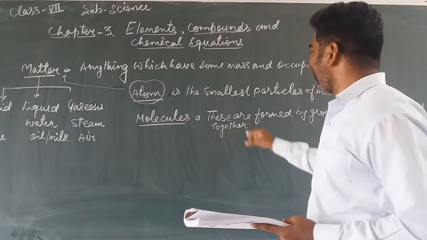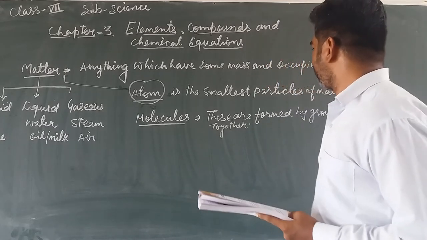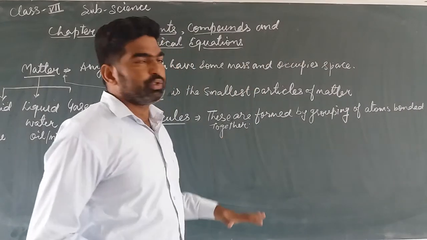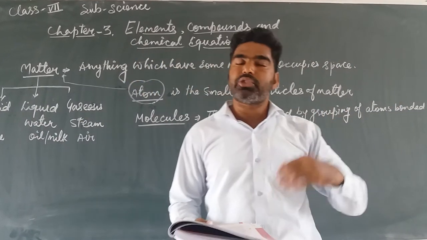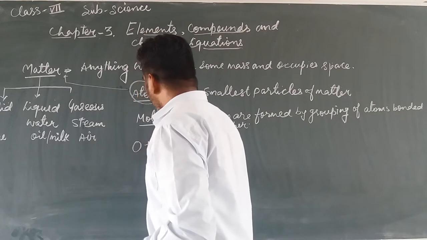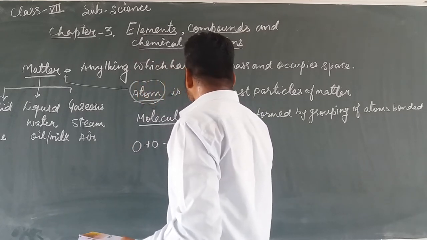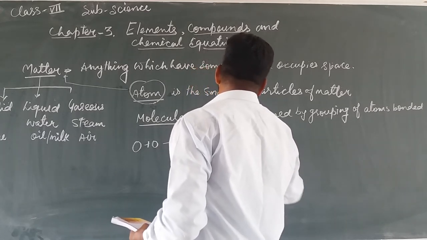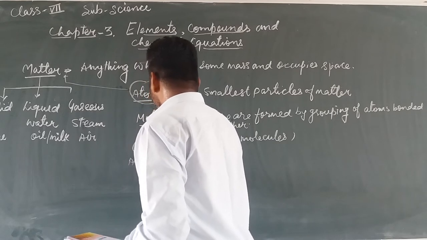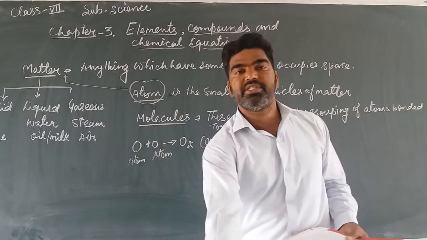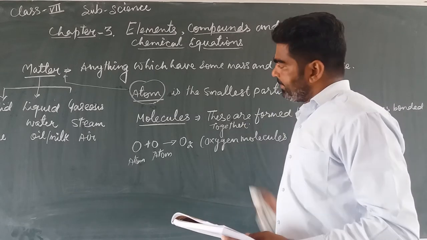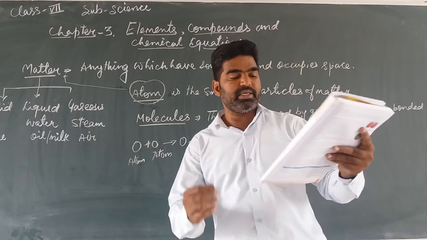So these molecules are formed by the grouping of atoms bonded together. When two or more atoms combine together, they form molecules. For example, molecules of oxygen: when two atoms of oxygen, suppose there is O plus O, then it forms O2. So this is called the oxygen molecule. This is an atom. This is also an atom. So when two atoms of oxygen combine together chemically, it forms an oxygen molecule. Okay. So now see, molecules form the basis of chemistry.